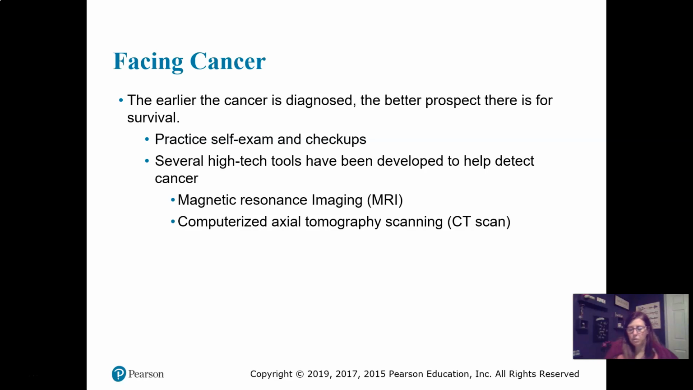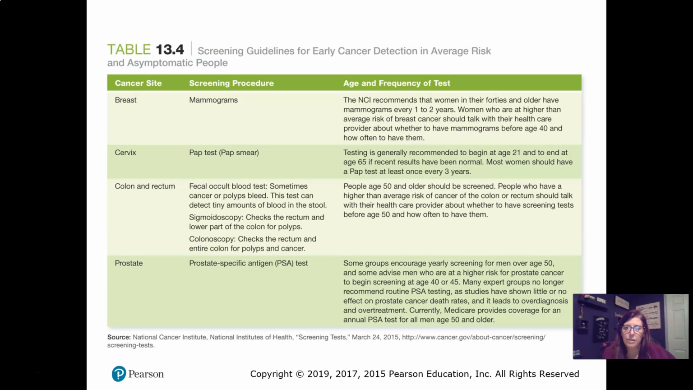The earlier the cancer is diagnosed, the better prospect there is for survival. Several high-tech tools to detect cancer have become standard. MRI, CT scan, prostate ultrasound is being investigated as a means to increase the early detection of prostate cancer. Practicing self-exams and checkups are all really, really important. So here's a quick table for screening guides for early cancer detection.